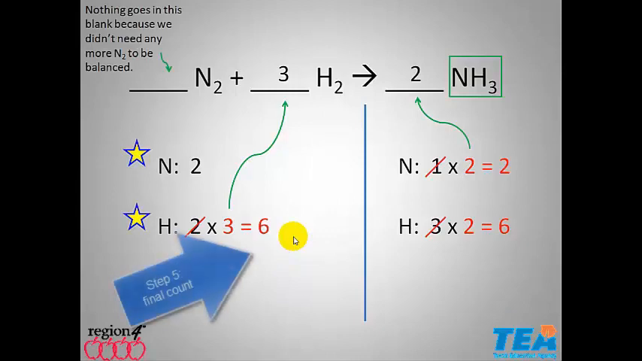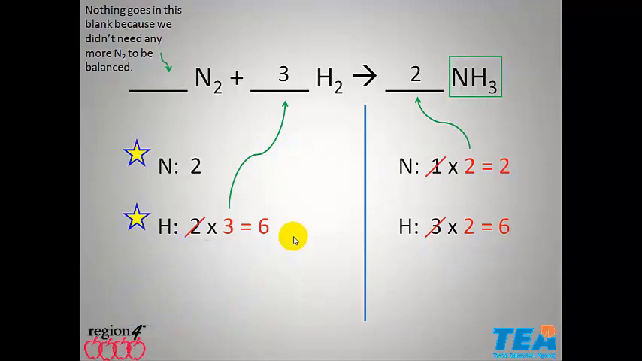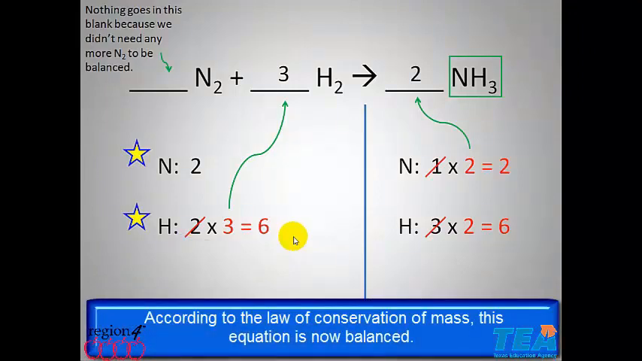Nothing goes in the blank in front of the nitrogen because the equation didn't need any more nitrogens to be balanced. According to the law of conservation of mass, this equation is now balanced, and you can use this step-by-step process to balance other chemical equations.